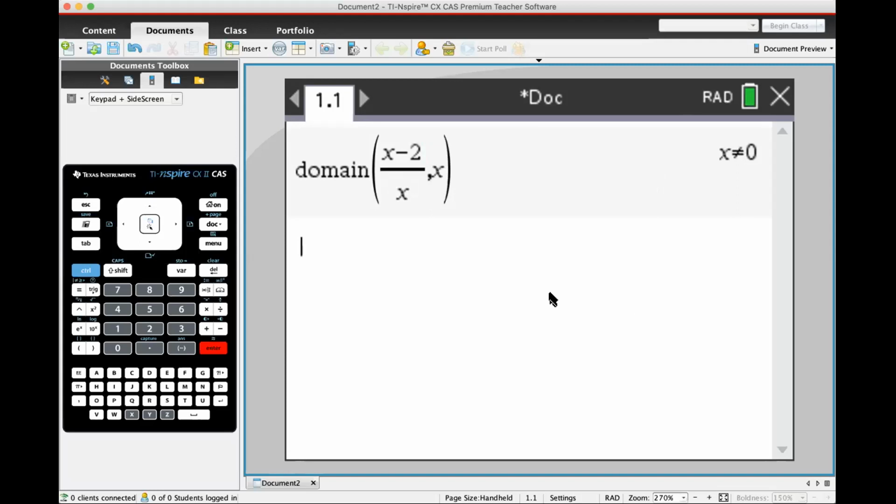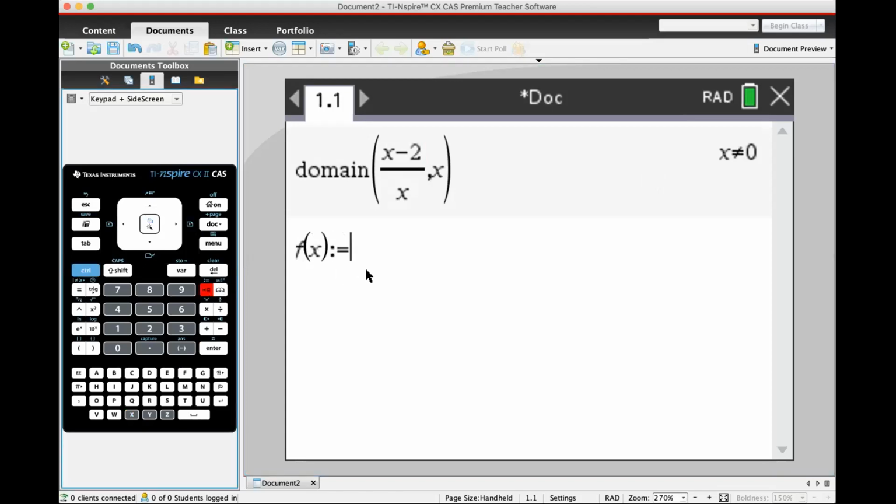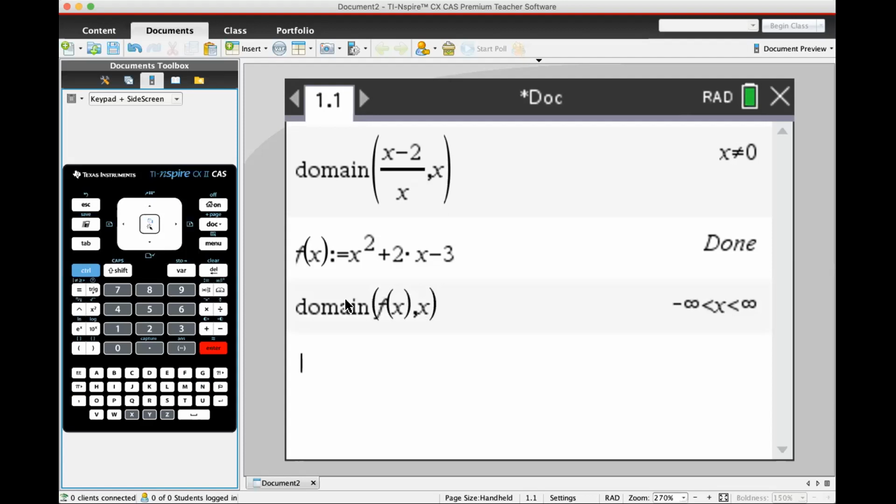This is only available in the CAS. If I do the same thing which I did with you guys about defining, if I just say f of x and I assign a function, let me just make it something like x square, we all have done quadratics, plus 2x minus 3. I have defined a function, and now I want to find the domain of that function. Again, I can say domain of f of x, comma x. There you go.